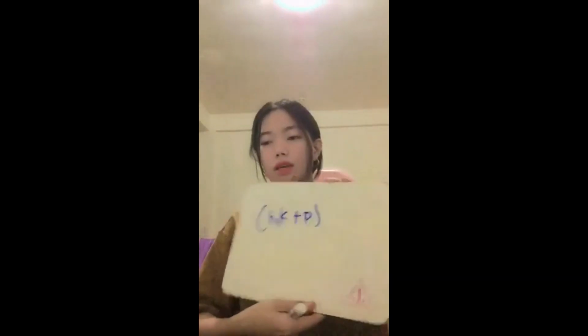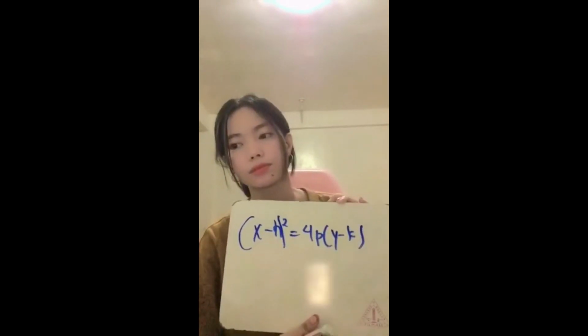And the parabola equation is: the parabola has a focus of (h, k plus p), that it could result to (x minus h) raised to 2 is equal to 4p(y minus k), where p is the distance from the vertex to the focus and the directrix.